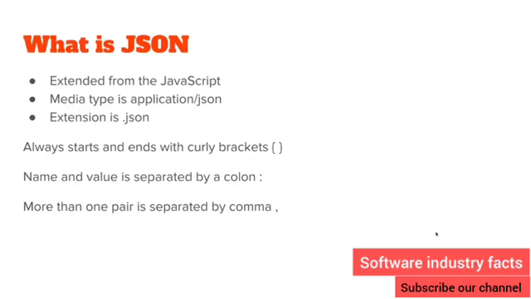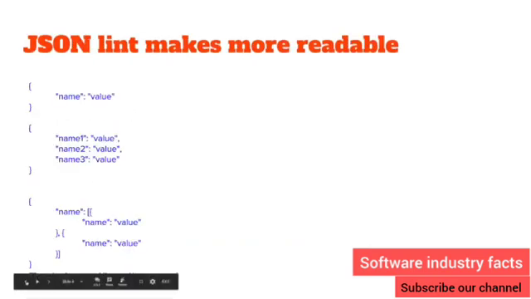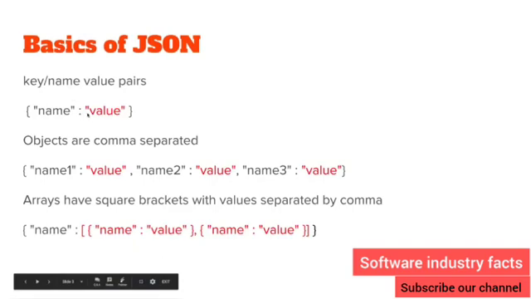So JSON essentially is extended from JavaScript. It's a media type, so the extension for it is .json. It always starts and ends with curly brackets. The names are separated with a colon, and each name can have a pair value, so those can be separated by a comma. So the way that it looks is it's key name value pairs. So we've got our key name here, and then we've got our value. And notice as well that they do have the double quotes around it.